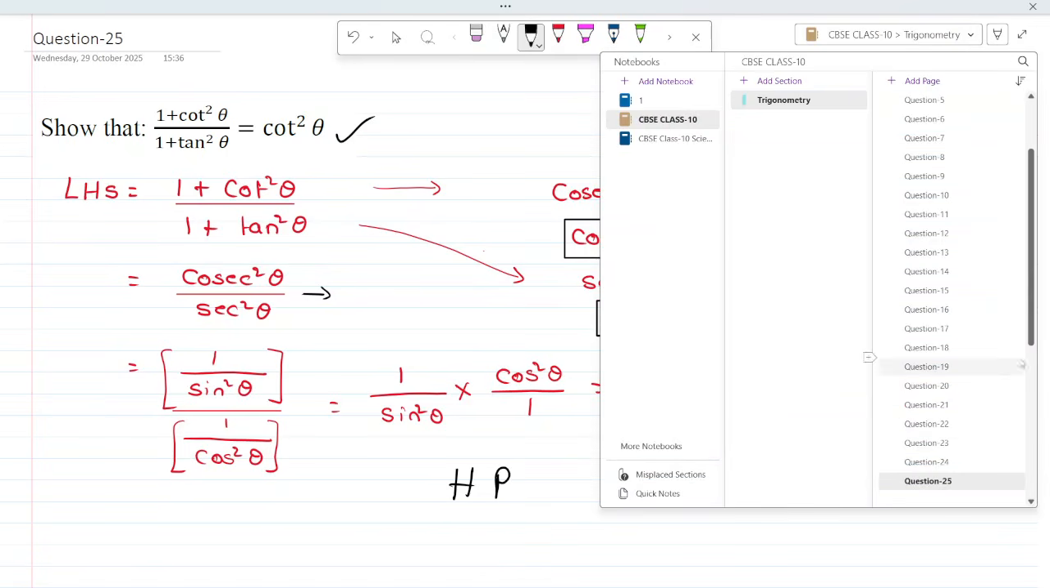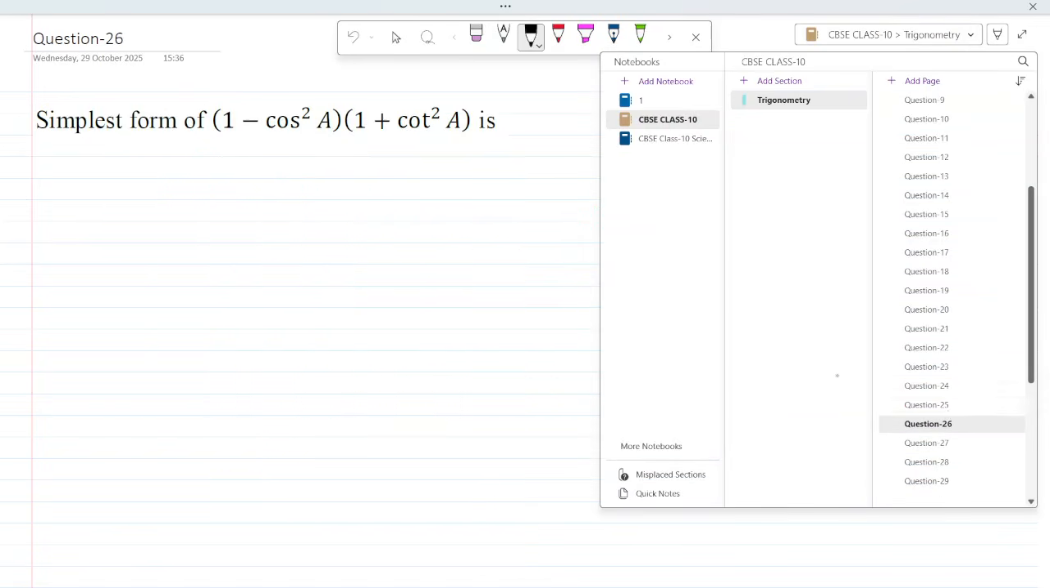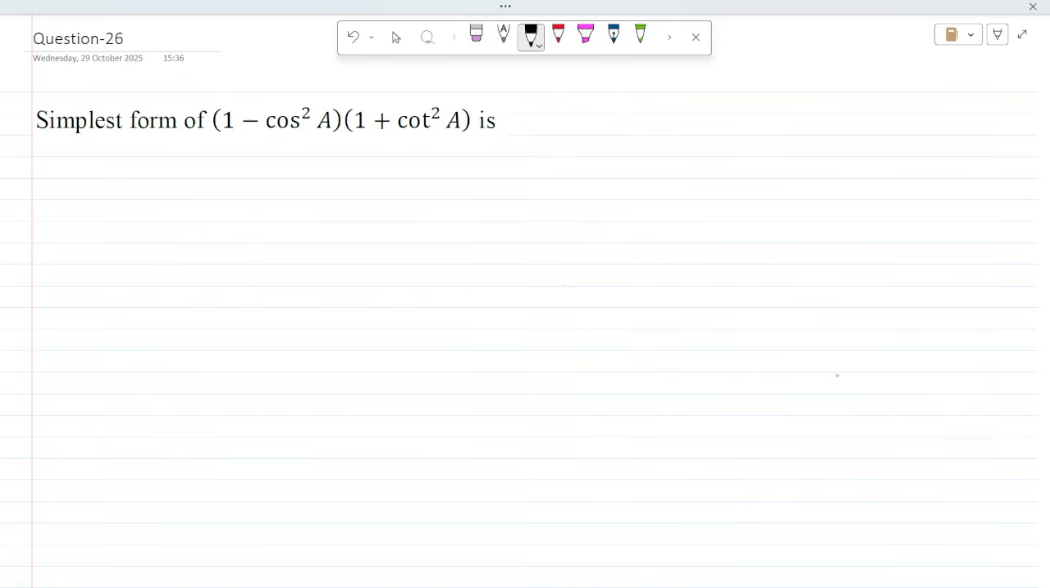Let's go to the next question. Simplest form of this. So take this is equal to. What is 1 minus cos square theta? You have to mention from identity 1. What is the identity? Sine square A plus cos square A equal to 1. Therefore, sine square A is equal to 1 minus cos square A.